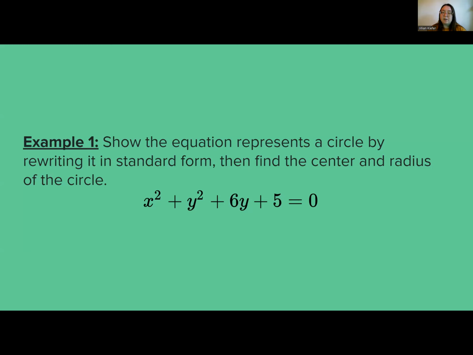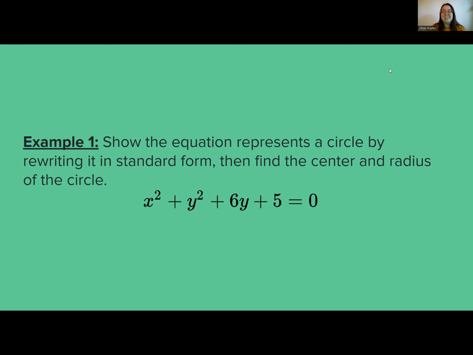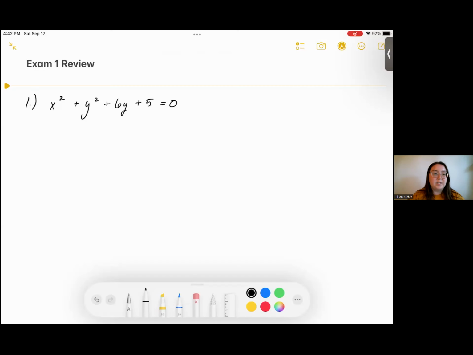So here is our first example. Example 1: we want to show the equation represents a circle by rewriting it in standard form, then find the center and the radius of the circle. We have x squared plus y squared plus 6y plus 5 is equal to 0. We're going to go to our notes to work on this problem, not example 2. All right, so here we have our equation of our circle, x squared plus y squared plus 6y plus 5 is equal to 0.